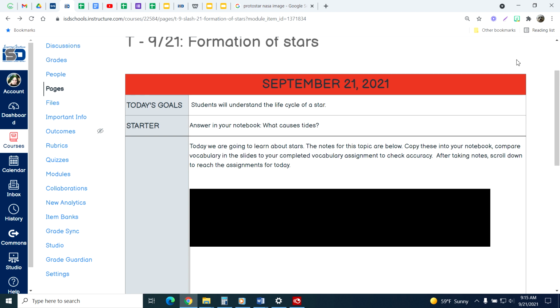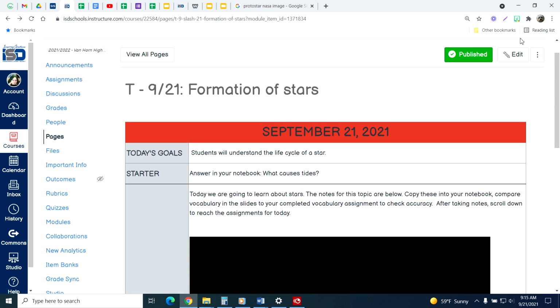The title of the lesson is Formation of Stars. You'll need something to write with, and you'll need to go ahead and pause me and do the bell work. So in your notebooks, answer the problem: what causes tides? Go ahead and pause me and come back.